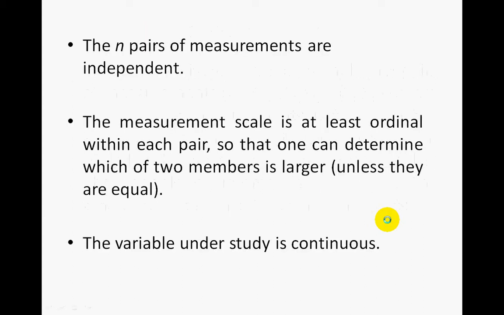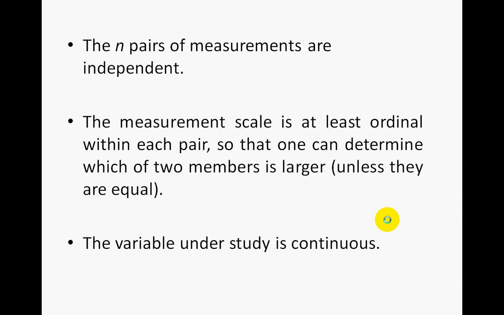Secondly, the n pairs of measurements are independent. Next, the measurement scale is at least ordinal within each pair, so that one can determine which of two members is larger unless they are equal. Lastly, the variable under study is continuous.